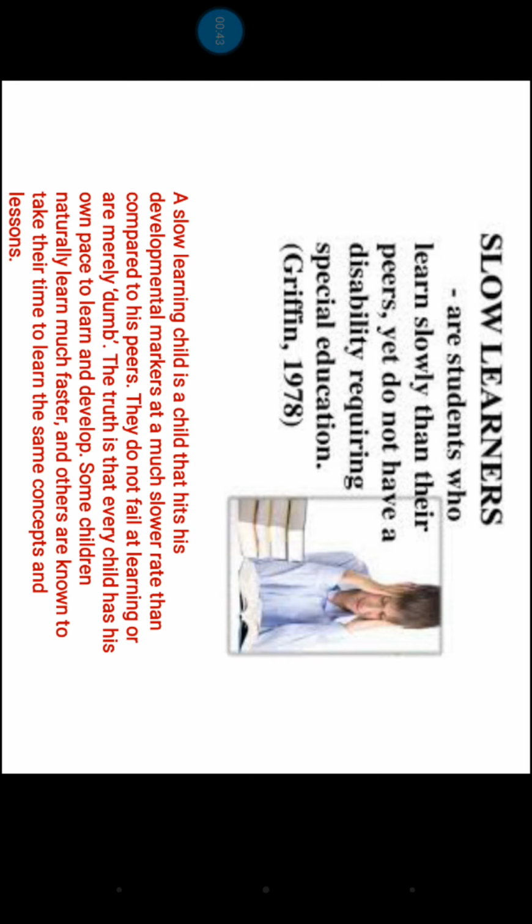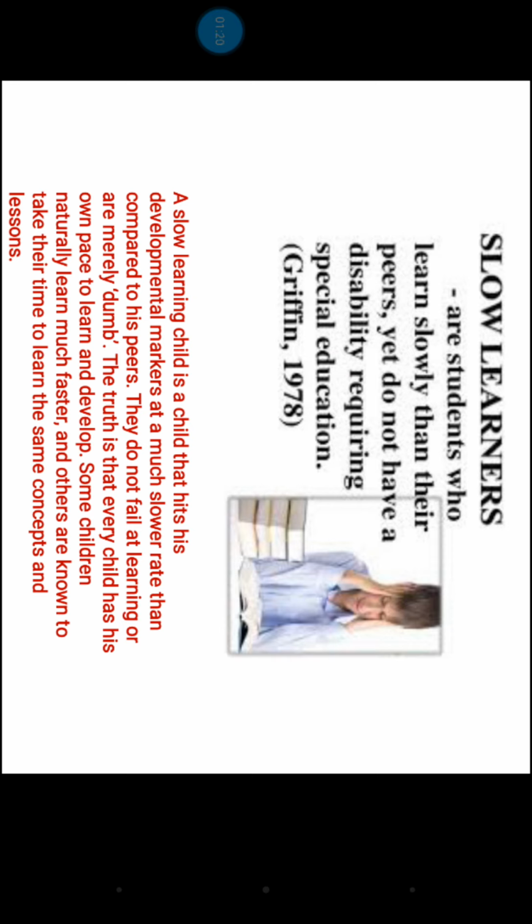Slow learners are the students who learn slowly when we compare them with their peers, their classmates, their friends, yet they do not have a disability requiring special education. This is the definition of Griffin, 1978. According to Griffin, slow learners are those students who learn slowly as compared to their peer group, but they do not have a disability. So we cannot send such children to special schools to acquire special education.